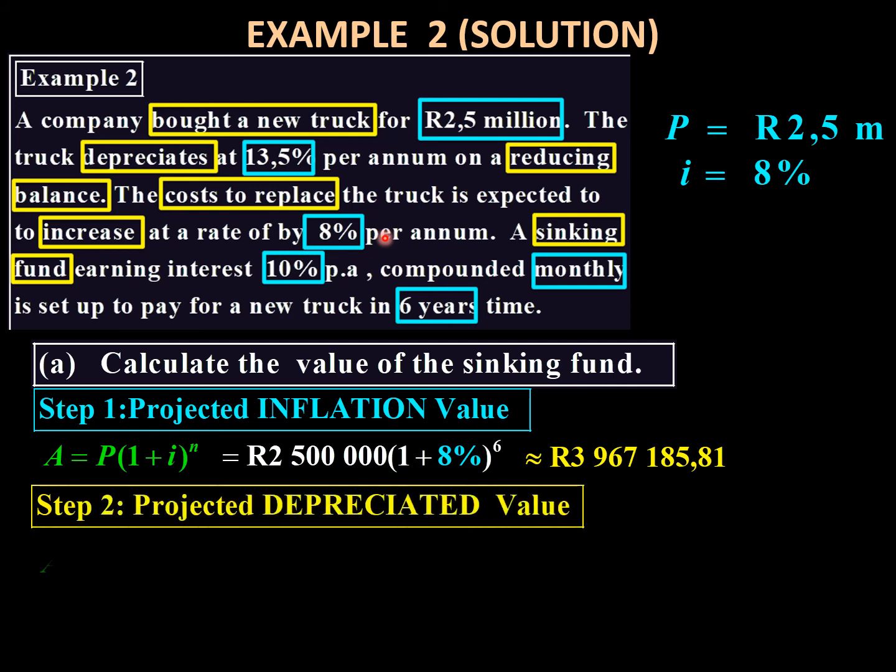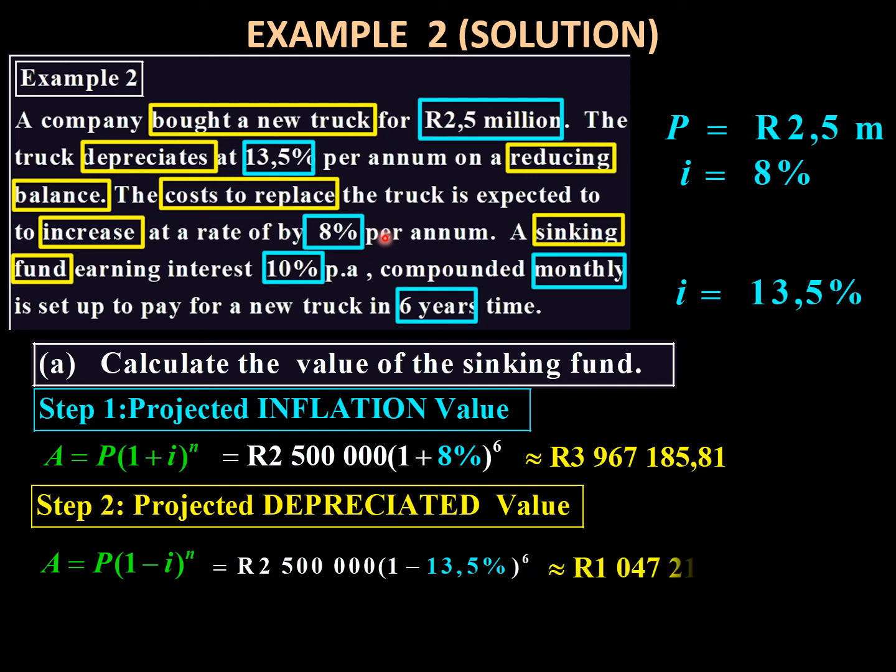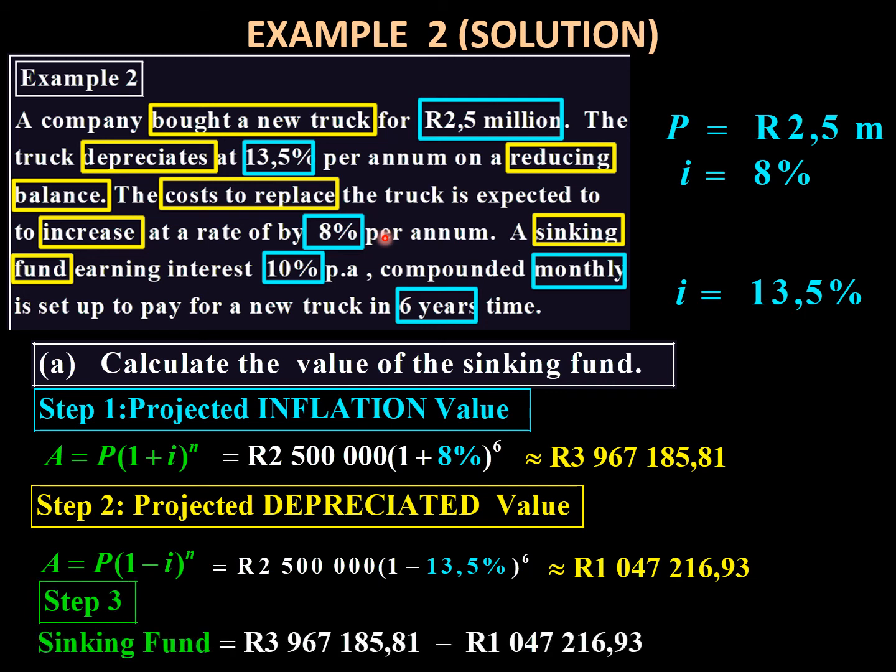Next, we have to work out the depreciated value. There I use the reducing balance formula, and there it is 13.5%. Be careful that you use the correct percentage. That's at 13.5%, and that gives us 1,047,260 rand and 93 cents. Now to get the sinking fund, it will be the difference between the two. Be careful that you use the two values correctly. Subtract the two. So the sinking fund is 2,919,968 rand and 88 cents.